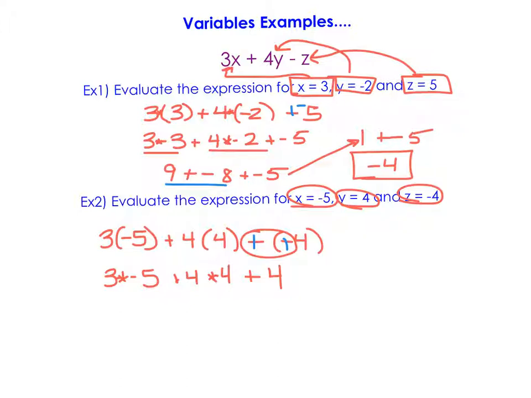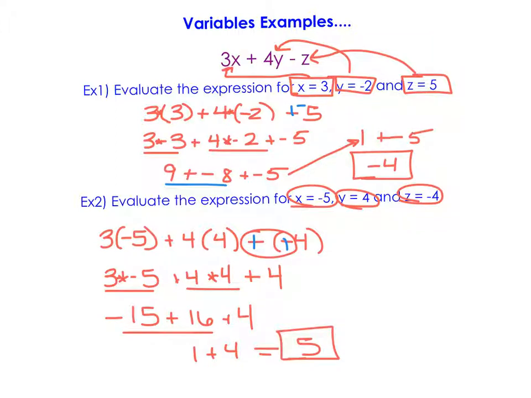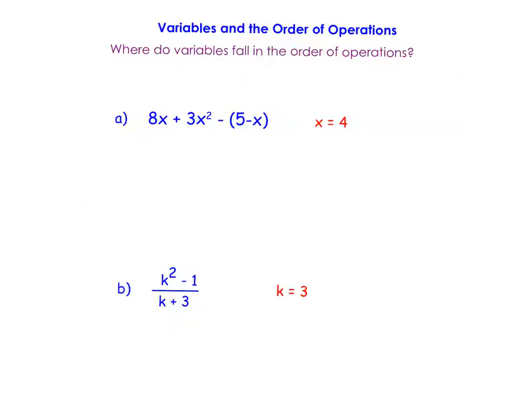So then from here I evaluate from left to right, so I have -15 for that multiplication, and then this one becomes a +16. And then we do addition and subtraction from left to right, so this becomes 1 plus 4, which is 5.